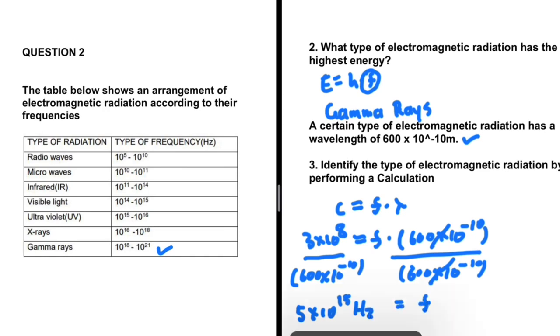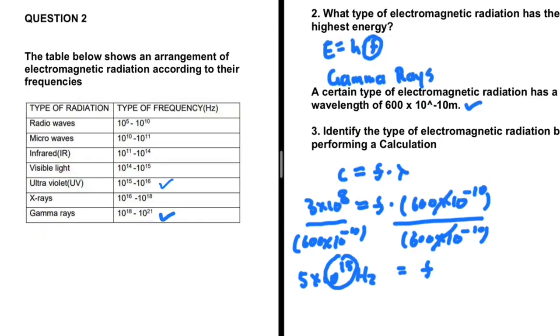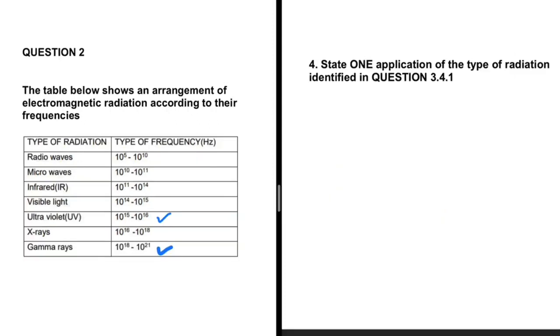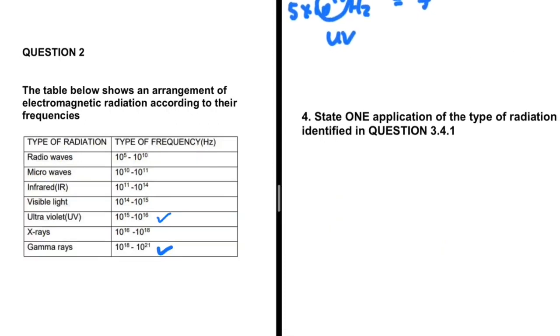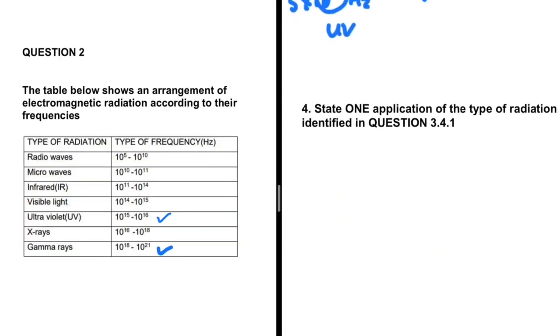So now it's just up to us to identify which frequency is 10 to the power 15 in our list provided. Clearly, it is ultraviolet, 10 to the power 15 to 10 to the power 16. So that's our answer to question 3, UV. So the fourth question, state one application of the type of radiation identified in question 3.4.1.